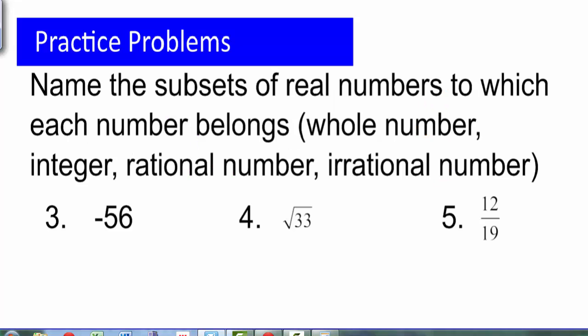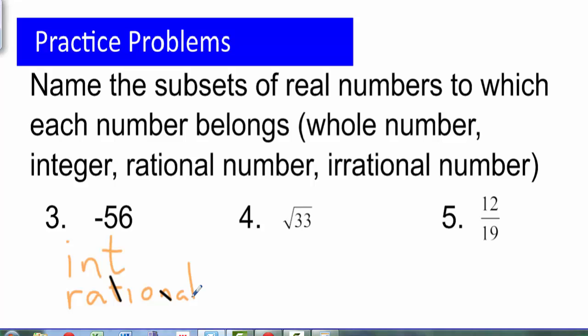Next, I want to name the subsets of real numbers to which each of these belong. Is it a whole number? Is it an integer? Rational? Irrational? Can it be more than one? Negative 56 is not a whole number because it's negative, but it is an integer, and it can also be written as a fraction with an integer numerator and denominator, so it's rational. It is not an irrational number.